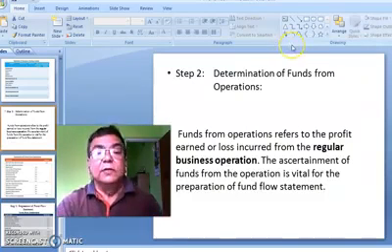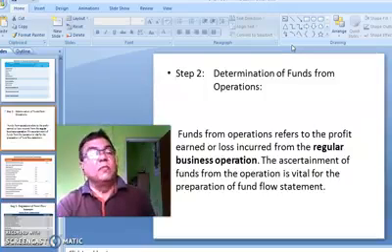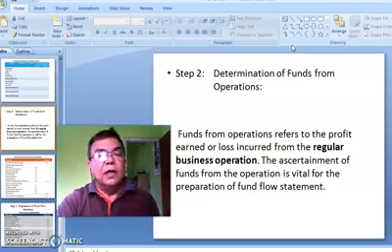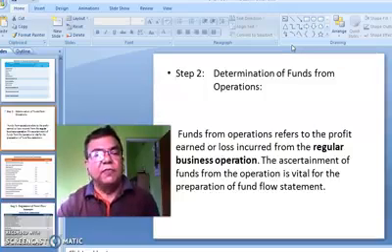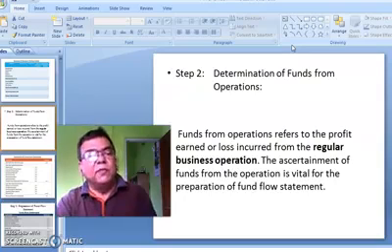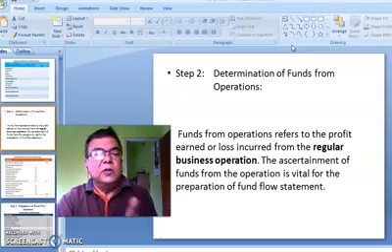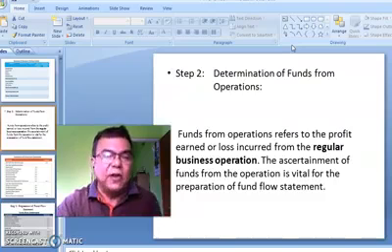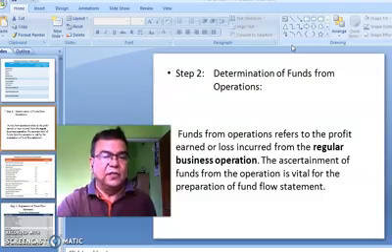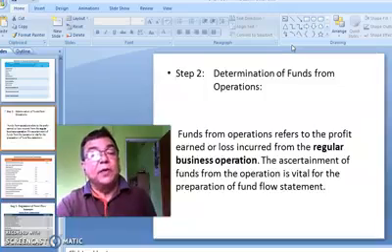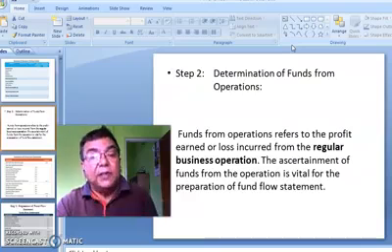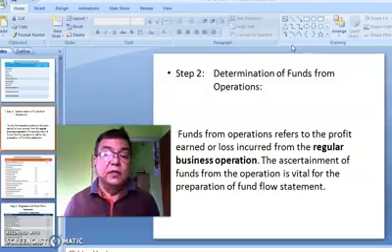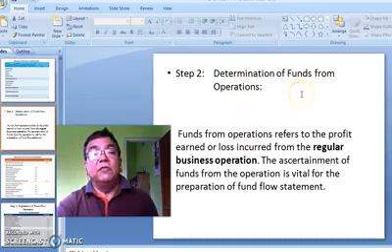The next is determination of fund from operation. While preparing the fund flow statement, the fund from operation means the amount of profit or loss which is shown in the profit and loss account. That may not be the actual profit or actual loss of the business. There may be some extraordinary items or non-fund items which are included in the profit and loss account. That is why they are to be adjusted while preparing the fund from operation. So we are to find out the fund from operation.